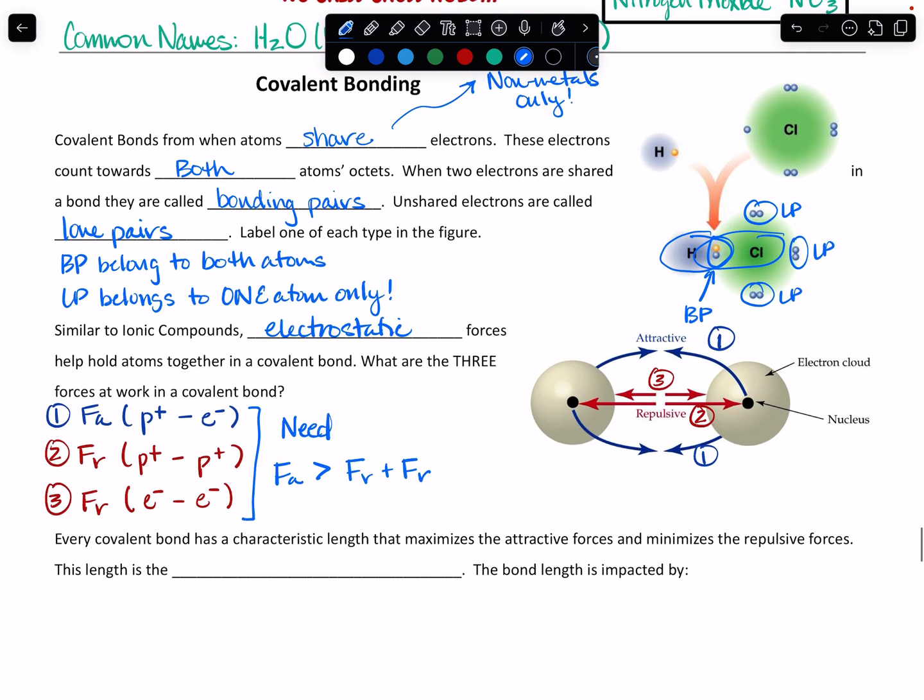All right. Now, to balance these forces, there's only so close the atoms can get together and have the bond form. They also can't be too far apart. So there's going to be a sweet spot for those 2 atoms to reside where they can overlap just enough for the bond to form without the repulsive forces pushing them further apart. All right. So every covalent bond has a characteristic length that maximizes those attractive forces and minimizes those repulsive forces. This length is called the bond length.